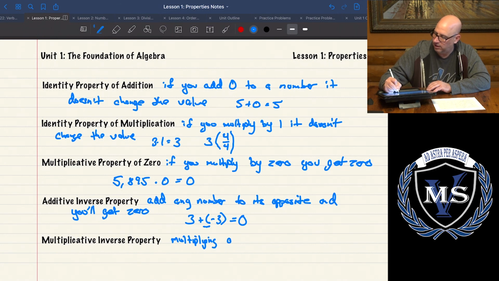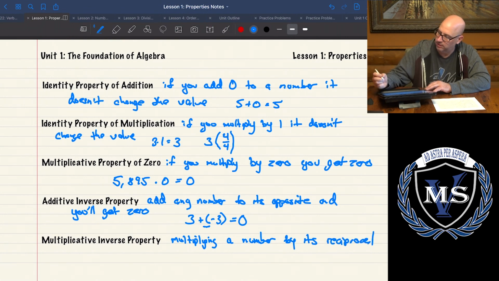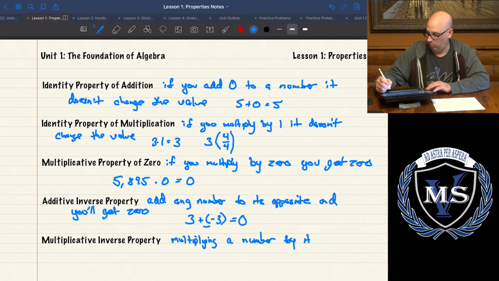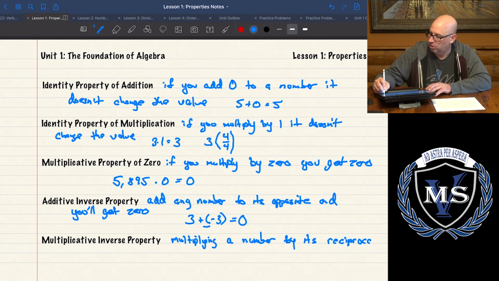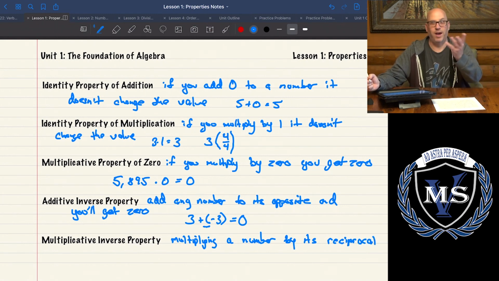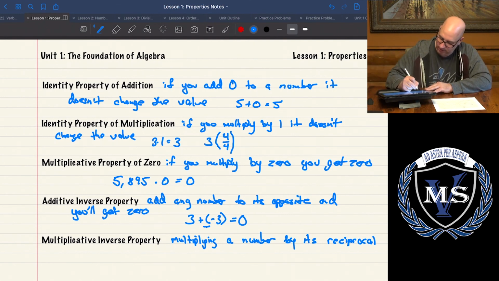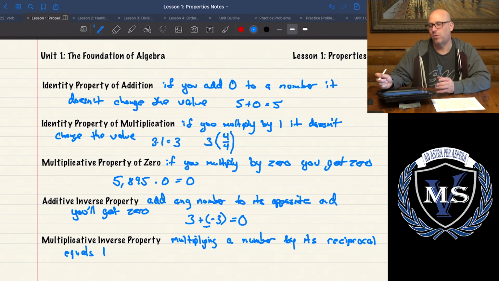Multiplying a number by its reciprocal. That's really bad. Okay, I'm going to redo that because some of you guys might not know how to spell reciprocal. And what I did was I just killed that word. By its, here, watch me write good handwriting here. Reciprocal. Maybe I just drank too much coffee and that's why it was like that. Okay, so by its reciprocal equals 1.